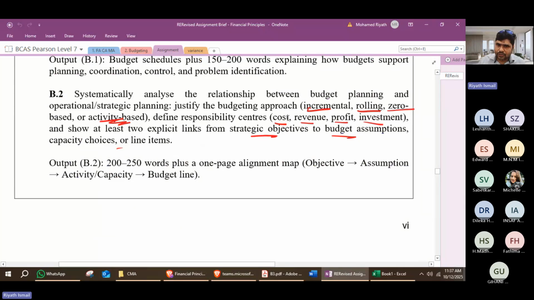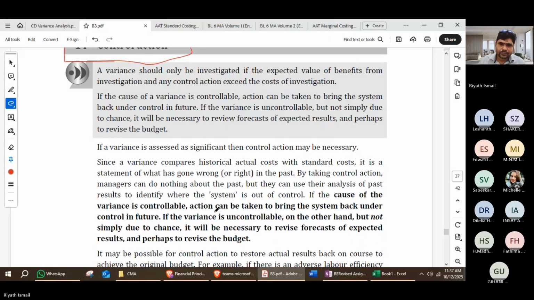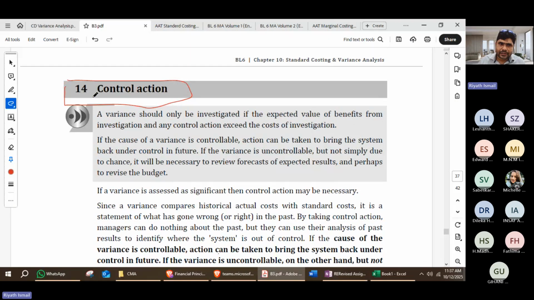So I didn't explain what is cost center. Define the responsibilities in the cost center, revenue center, profit center, investment center. I will explain at this moment, before I tell the control actions. I will explain this.